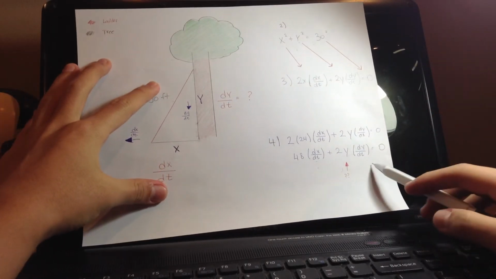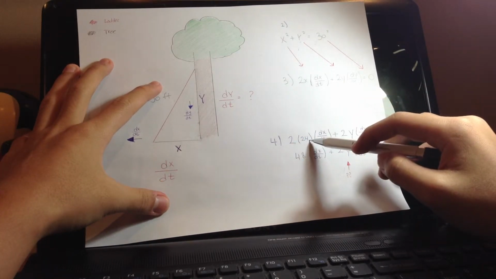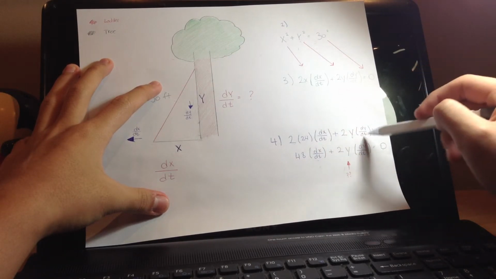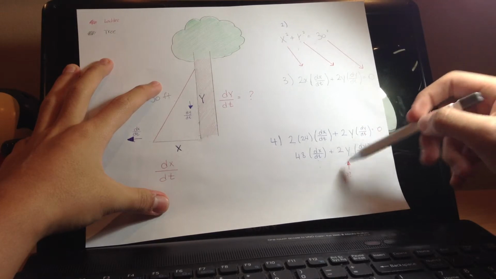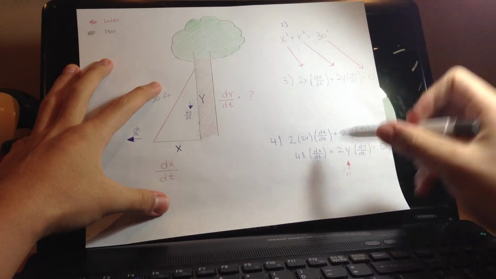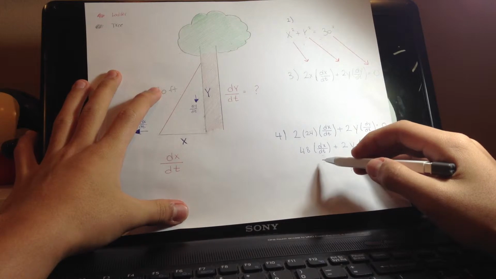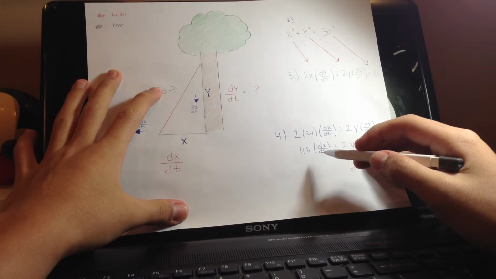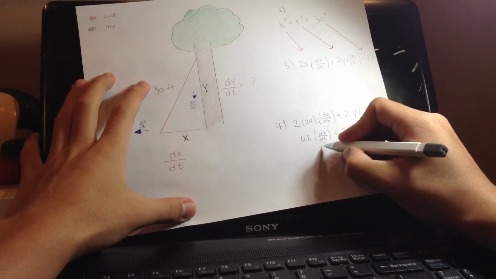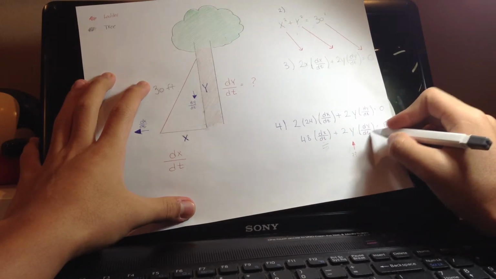So here, in number 4, you can plug in 24 to x, so we have 2 times 24 times dx/dt, plus 2y dy/dt equals 0. And you can simplify this equation by plugging 5 in for dx/dt, because as mentioned in the question, the base of the ladder is sliding away at 5 feet per second. So I can plug in 5 to dx/dt, plus 2y dy/dt equals 0.